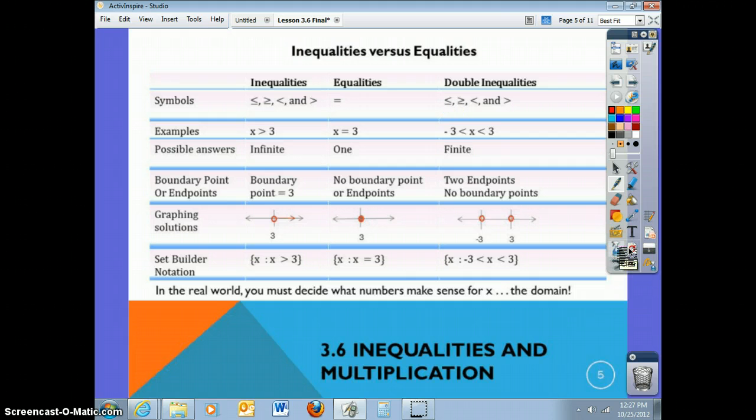Okay, then the last thing on this is, how do you write this in set builder notation? Well, if this is your solution, then in set builder notation, it's x such that x is greater than 3. If this is your solution, then x such that x is equal to 3. And if this is your solution, it's x such that x is greater than negative 3 and less than 3. And the reason you need to know that is because it's important to think about what is your domain. What are the numbers that make sense for my situation?